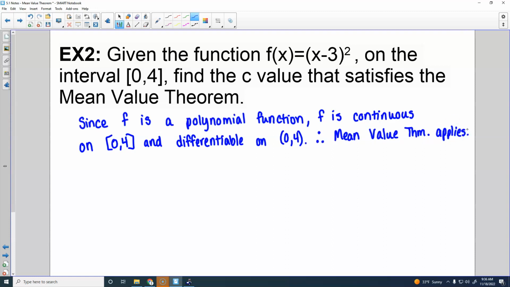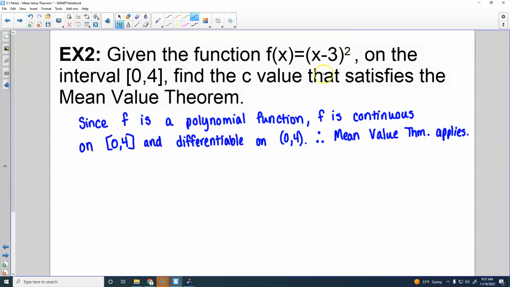Okay. So now what we need to do is find our average rate of change, and then it asks us for the c value that satisfies the mean value theorem. So our average rate of change, we need the slope through the endpoints. To get the slope through the endpoints, we have to find the endpoints. I don't have to use point slope, just the slope formula.